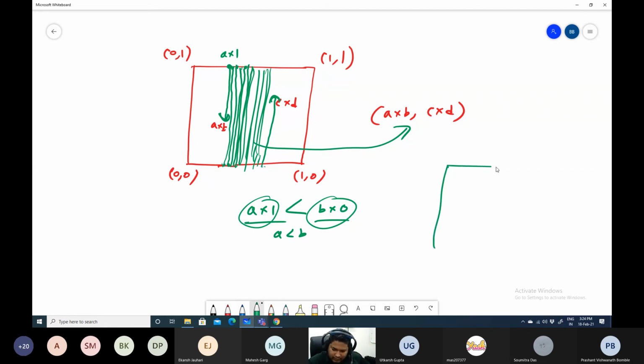For an example, say this is my X and say this is my Y. Now tell me, is X bigger or Y bigger? Y, right? Because of this relation. Good.